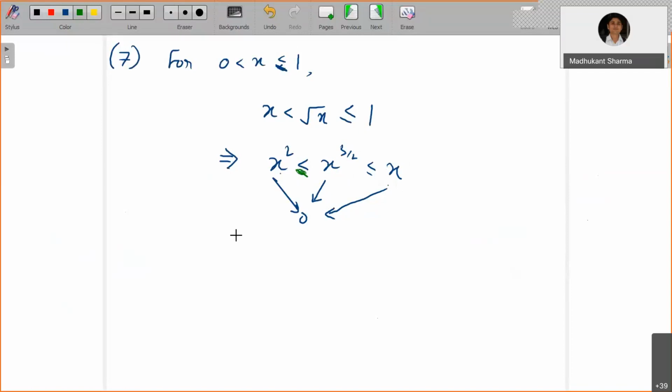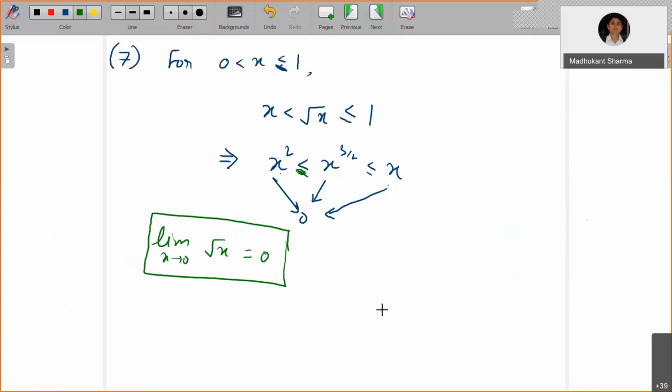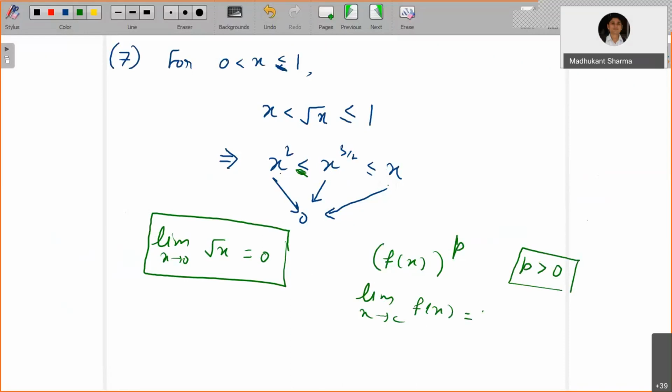Okay, so if you want to claim that limit x tends to 0, root x is 0, we should have some claim here. We have not said so far that if f of x to the power p, where p is any number greater than 0, and suppose limit x tends to c of f of x exists and equals L, then limit x tends to c of f of x to the power p is equal to L to the power p. We have not made such comments.